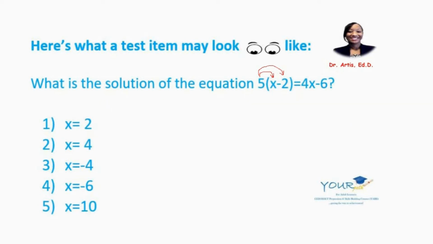So now let's do that. When we multiply 5 times x, we get 5x. And when we multiply 5 times negative 2, we get negative 10. Equals, and we're going to write the expression on the right side of the equation, which is 4x minus 6.